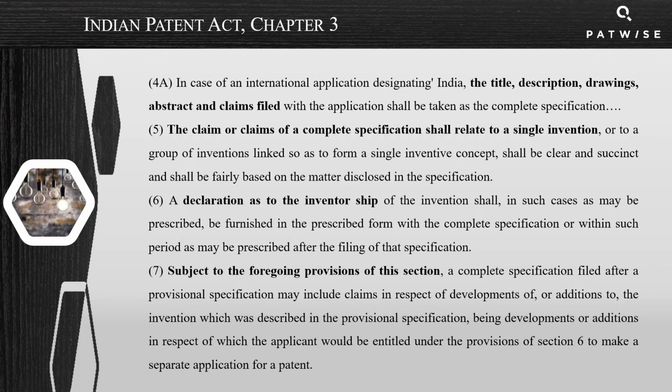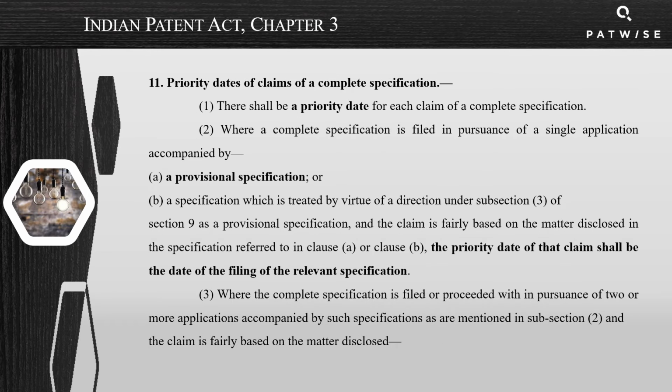Further, subject to the foregoing provisions of this section, if a complete specification is filed after a provisional specification, then such complete specification should have claims. Section 11 talks about the priority dates of claims of a complete specification. The priority date is a very important concept, as this date indicates the date on which the invention is first disclosed in a patent application.